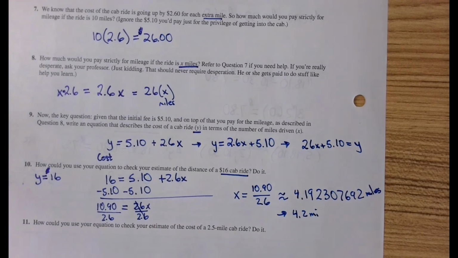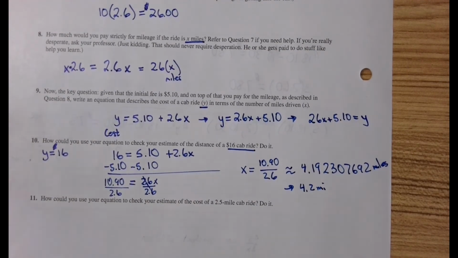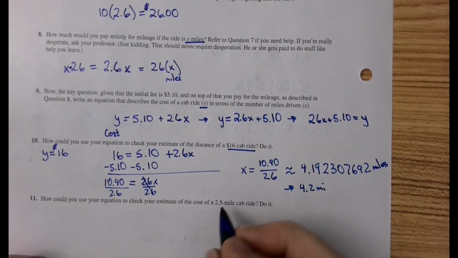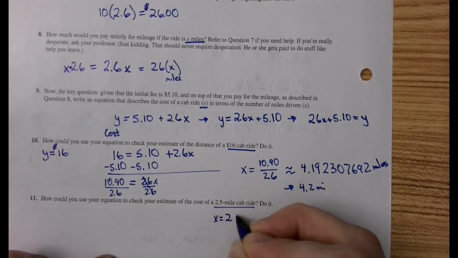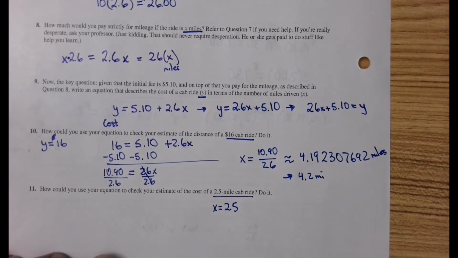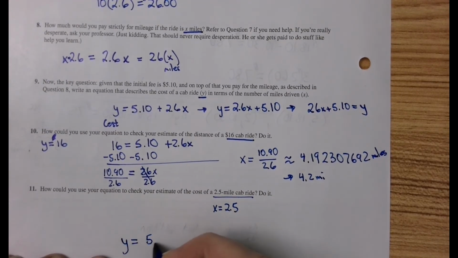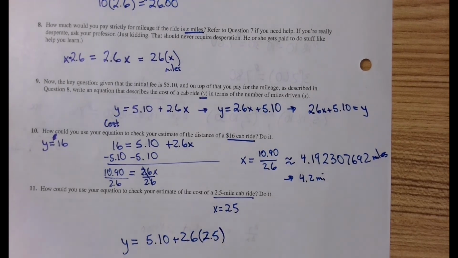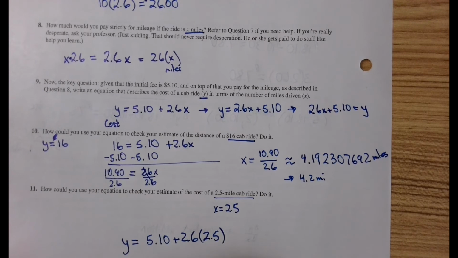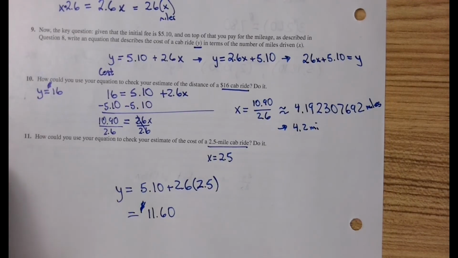Okay. Then we're asked to, well, how could we check the cost of a 2.5 mile ride? Note this 2.5 miles is an x value. This is a little simpler because we just plug the value in for x and evaluate. We don't have to solve for anything. So 5.10 plus 2.6 times 2.5 equals 11.60. We were exactly correct with our estimate.